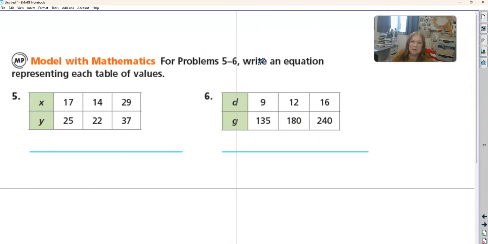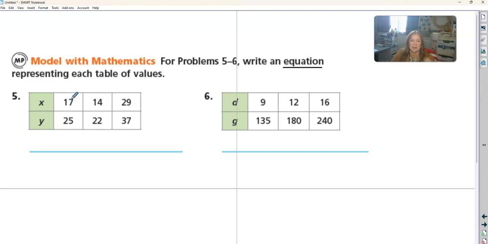Okay, and our last ones, we are writing the equation to represent it. So we're looking for the pattern. How do I get from here to here, here to here, here to here? So we're starting with 17, and we need to get to 25. If I times 17 by anything, it's not going to make 25 nicely. So I'm thinking we've got to get bigger, but multiplying's probably not going to work.